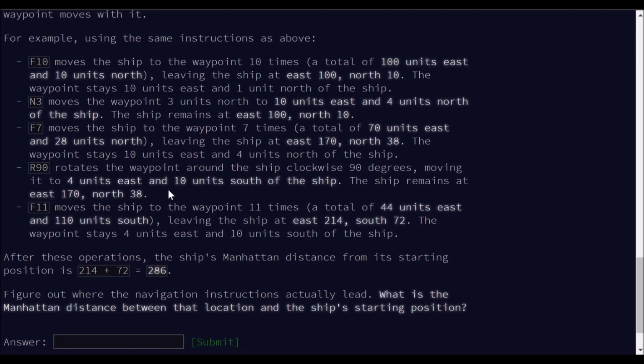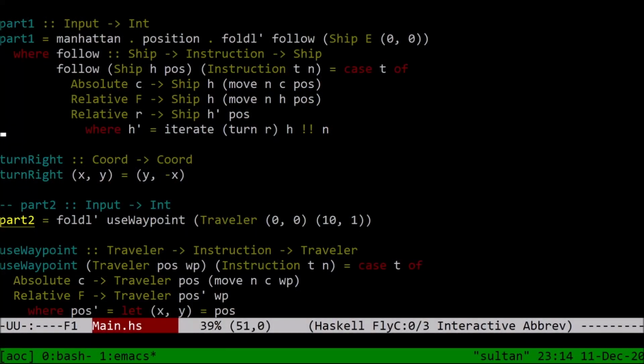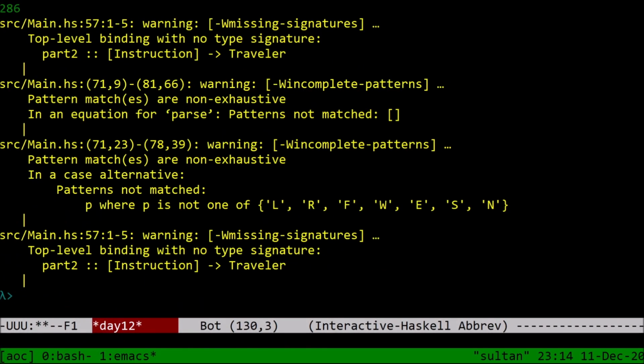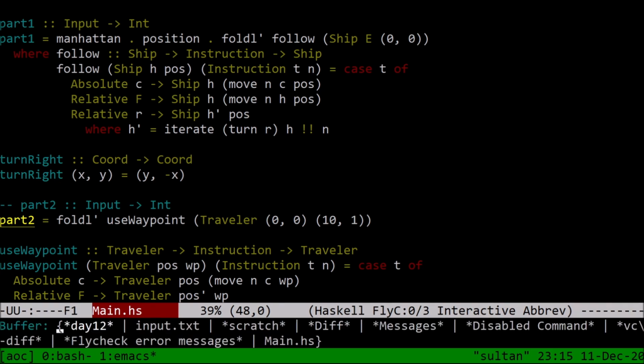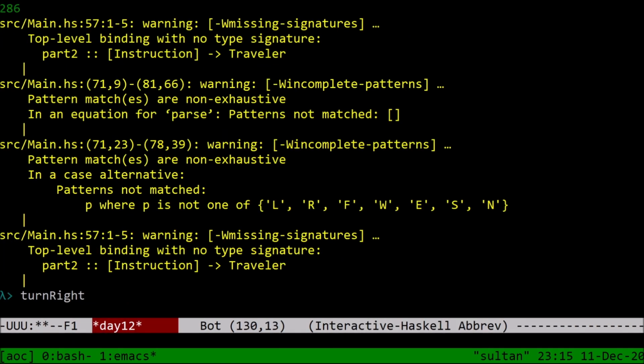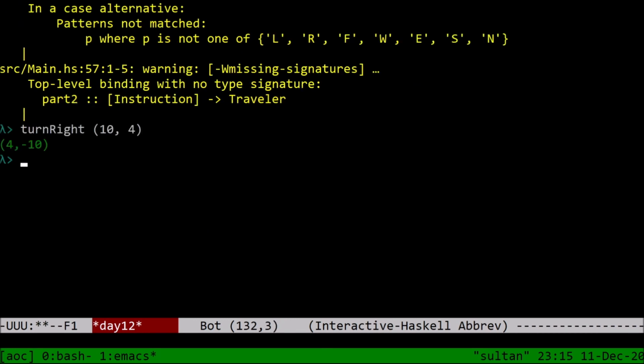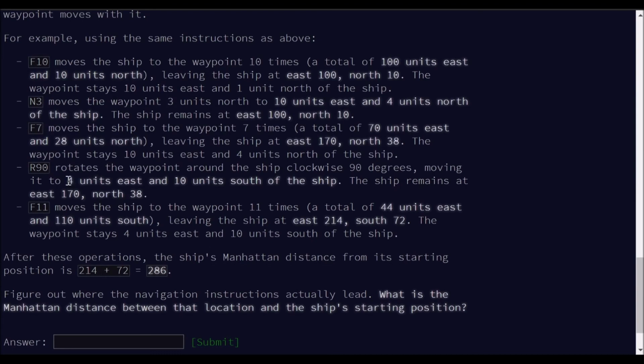Turn right by one starting. What did I turn? Turn right of the place where the waypoint previously was, which is 10 east and 4 north, which in our coordinate system is 10, 4, x, y. And we get 4 minus 10, which is 4 east and 10 south, which is what we're supposed to get, as it says here.